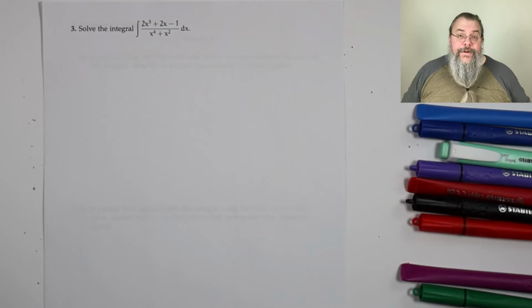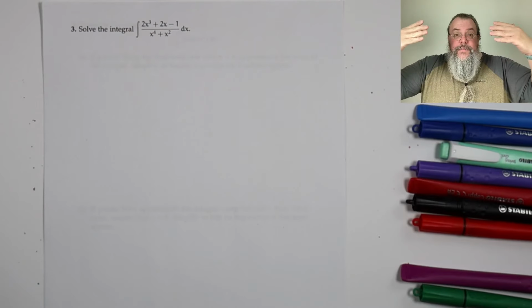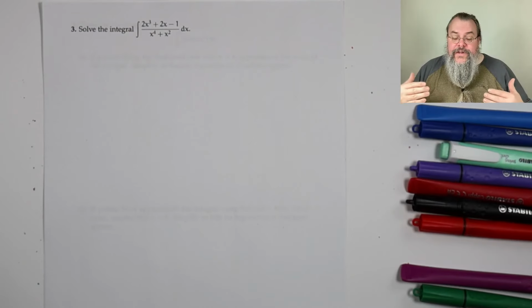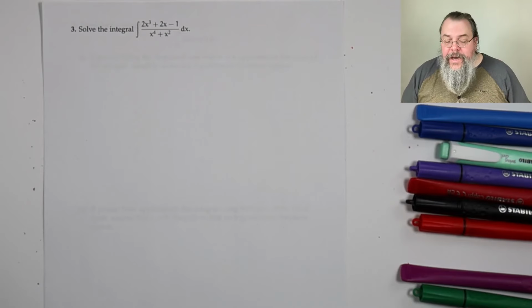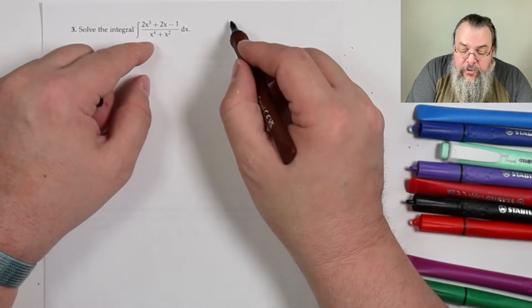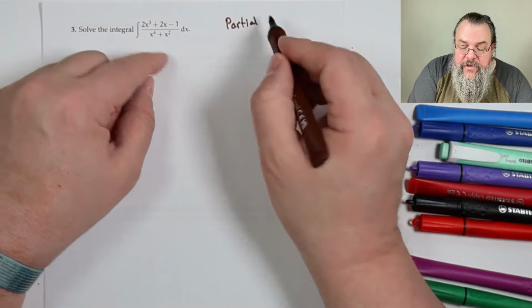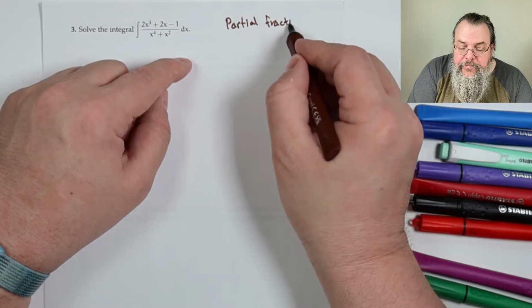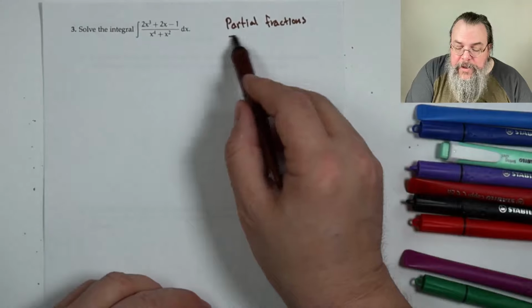We don't have to guess a lot what we're going to be doing here. We say, hey, polynomial upstairs, polynomial downstairs. This is what we call a rational function. And so when you see polynomial upstairs, polynomial downstairs, rational function, we say, this is going to be a partial fractions problem. Okay, so we know where we're going.